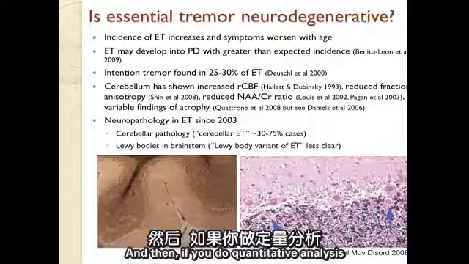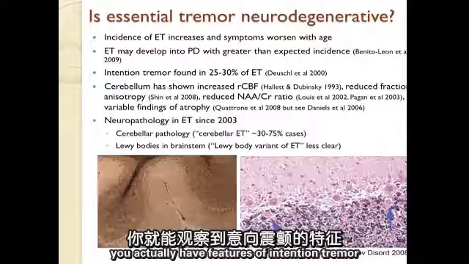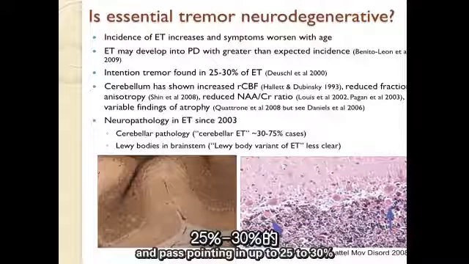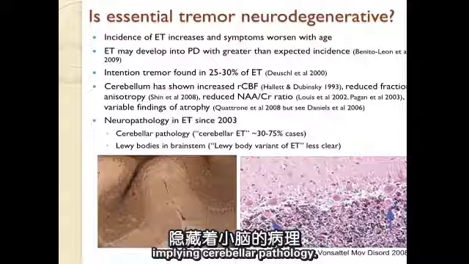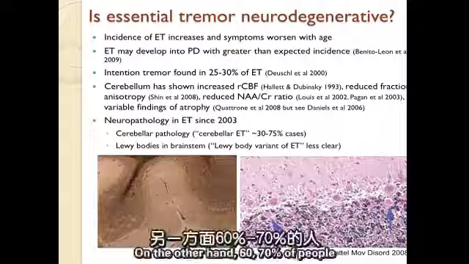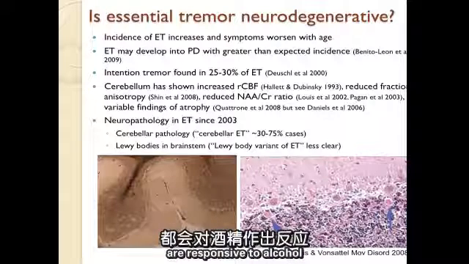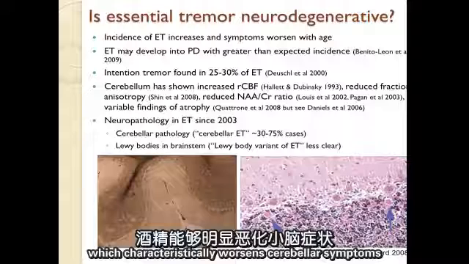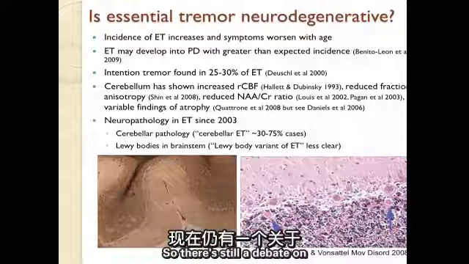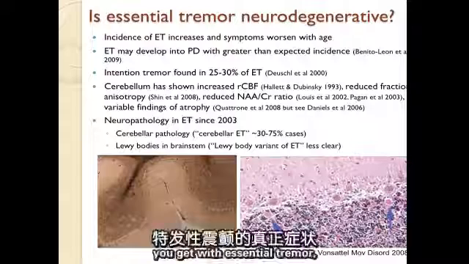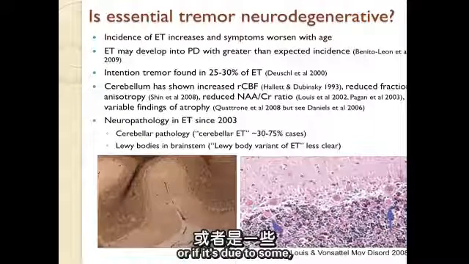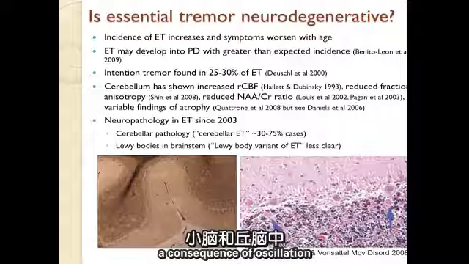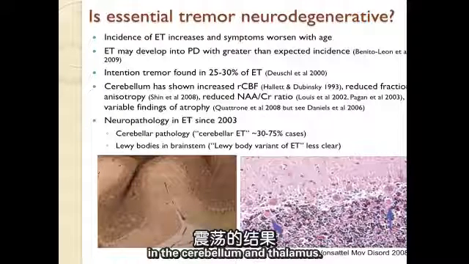And then if you do quantitative analysis, you actually have features of intention tremor and past pointing in up to 25 to 30% of essential tremor patients, implying cerebellar pathology. On the other hand, 60–70% of people are responsive to alcohol, which characteristically worsens cerebellar symptoms. So there is still a debate on whether the actual symptoms you get with essential tremor, the tremor itself, are due to the pathology or due to a consequence of oscillation in the cerebellum and thalamus.